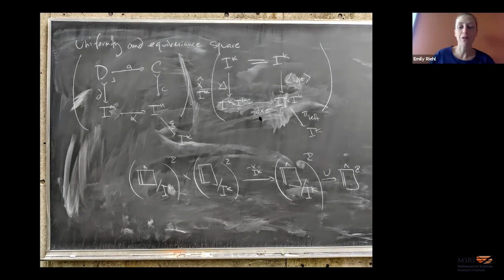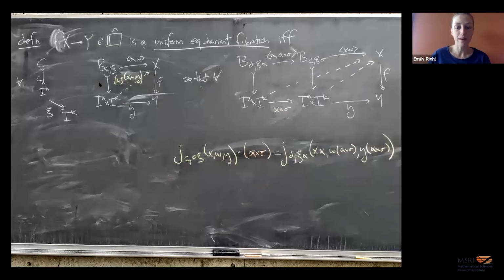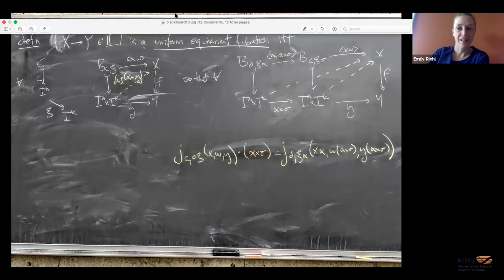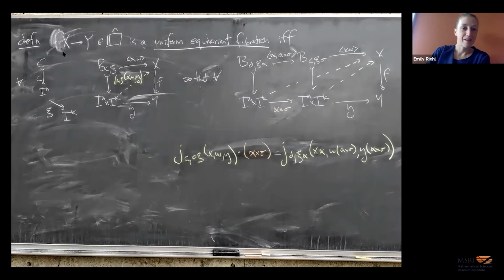And when I push out product those things together, I'm going to get a square between two of these generating open box inclusions. And this is what gives us the definition of a uniform equivariant fibration. So this is the last bit of part 2. Let me talk you through it.